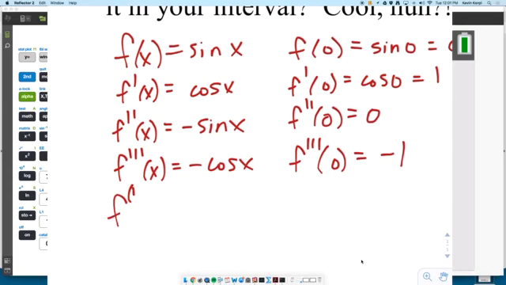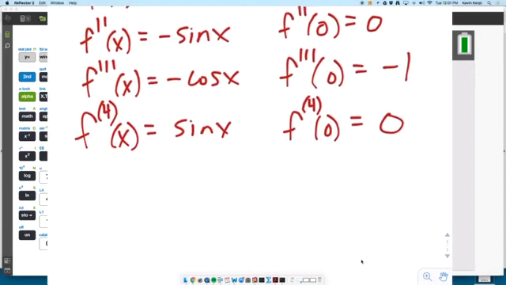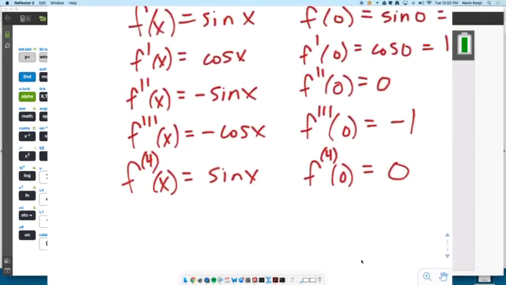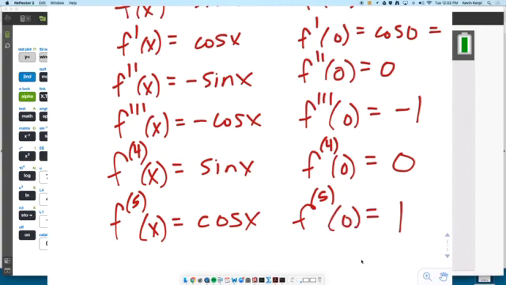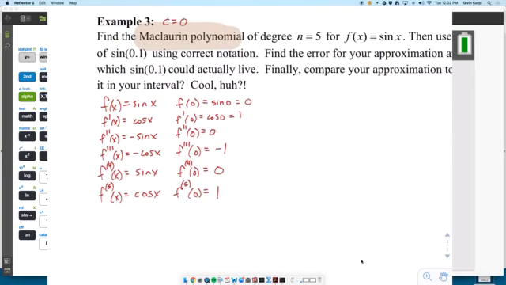And then the fourth derivative, remember after that we switched to repeating, is positive sine. And then the fourth derivative at 0 is 0. And then finally, since it said a fifth degree Taylor polynomial, we'll go to the fifth derivative. And the derivative of sine is cosine. And then finally, the fifth derivative evaluated at 0 is 1. Okay, so once you have all that information, that's just going to allow you to assemble it very quickly.